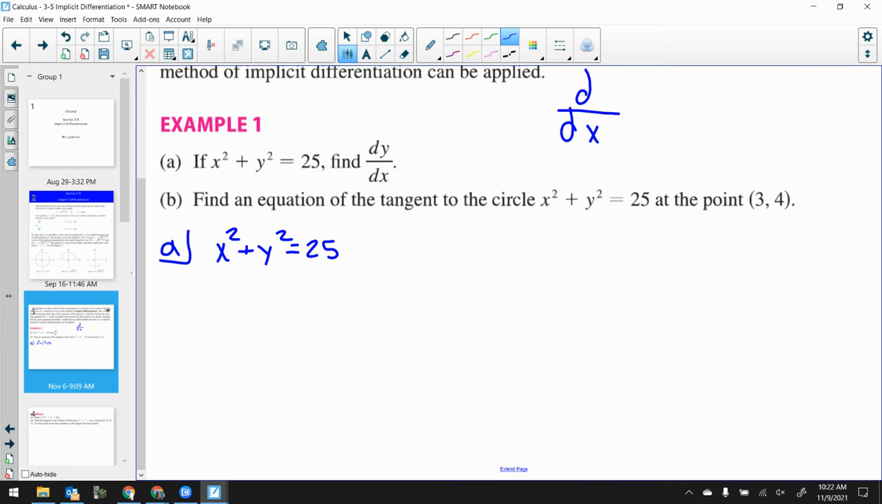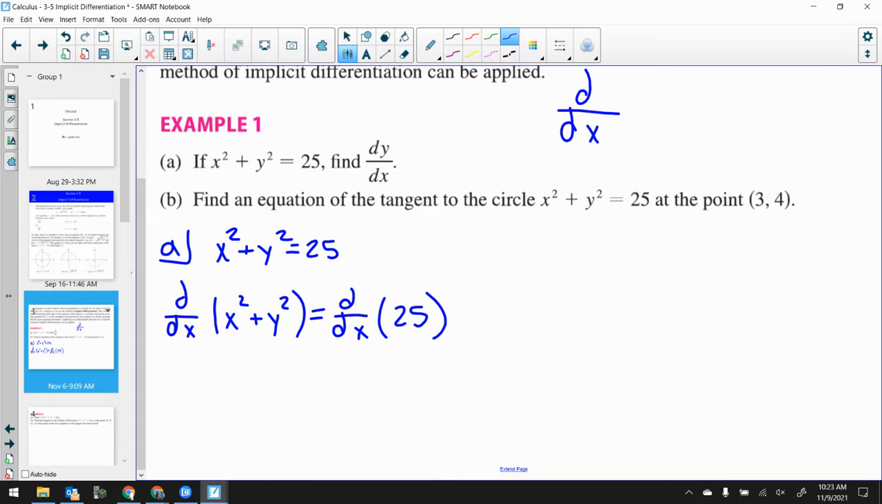Now, in this Leibniz notation, it's going to look like this. d over dx of x squared plus y squared is equal to d over dx of 25. Because essentially, d over dx is an operation, just like multiplication, just like addition, just like subtraction. Differentiation is an operation that we just perform to both sides of the equation. Whatever we do to one side, we have to do to the other. Now, we have to do it with respect to the same variable on both sides.